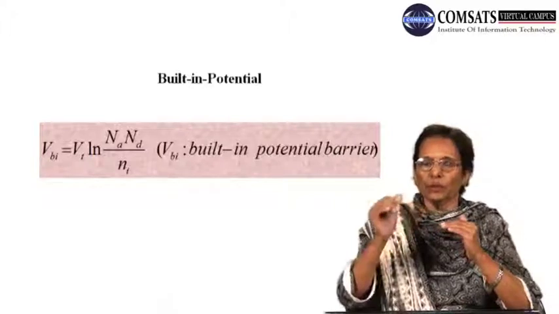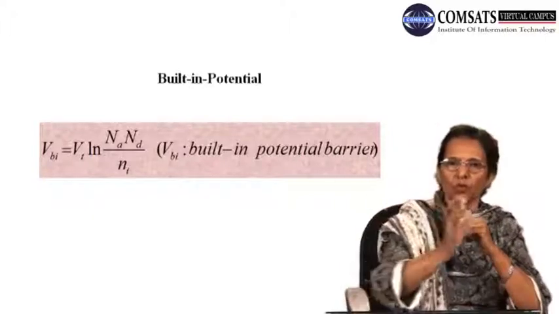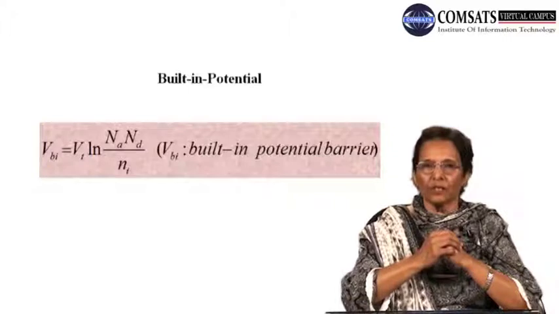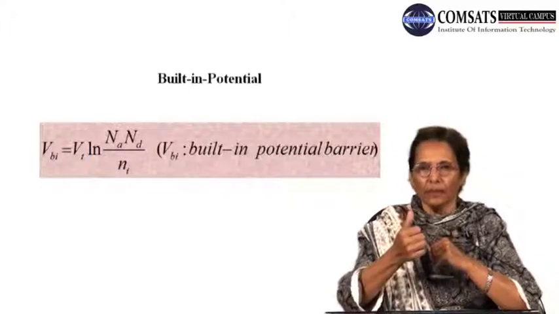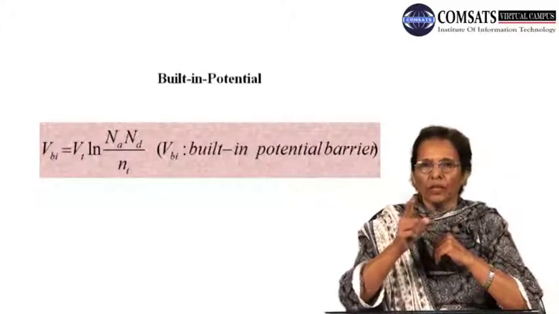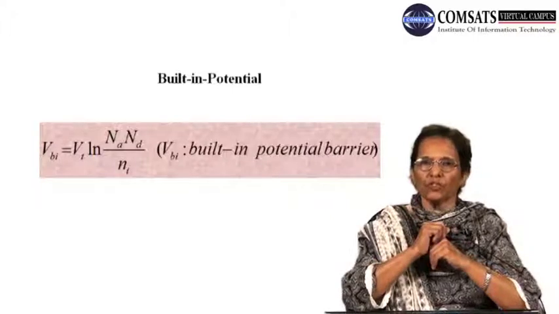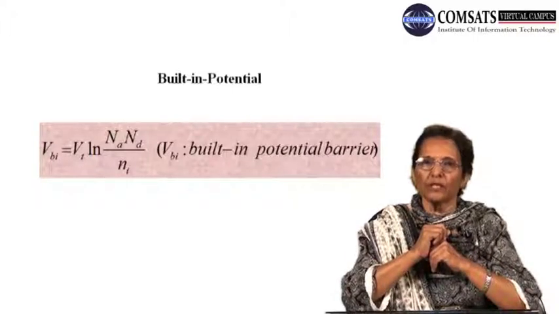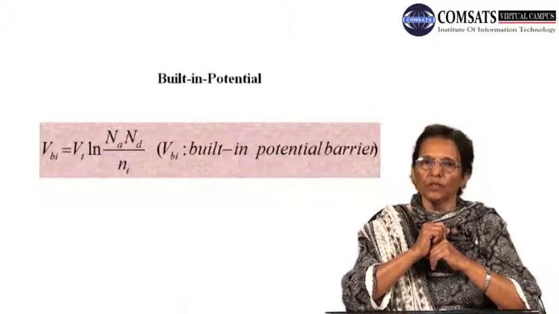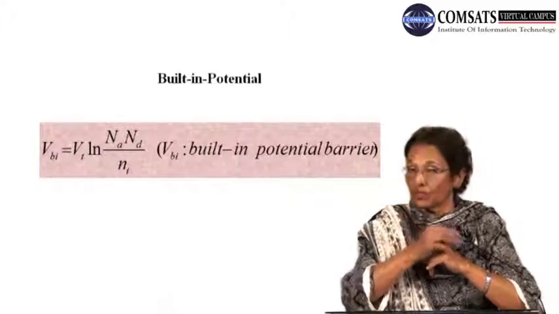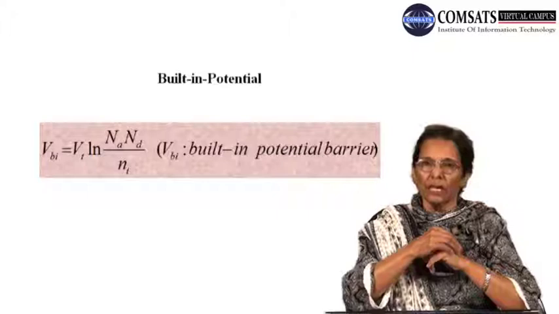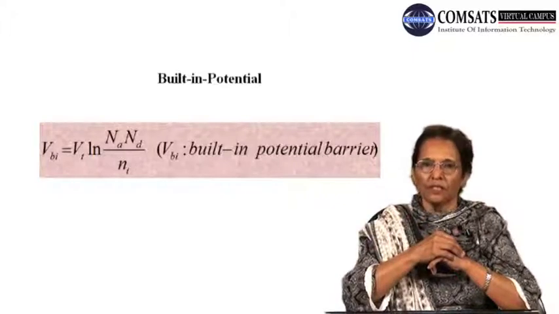N dot P is equal to Ni square. Let's move on to the extrinsic materials, either N-type or P-type. If you increase the electron concentration in the pure material by doping the impurity from the fifth group, electron concentration obviously would increase and hole concentration would decrease.